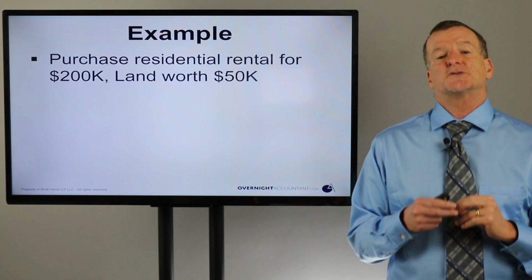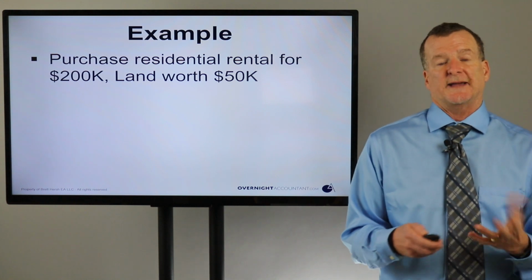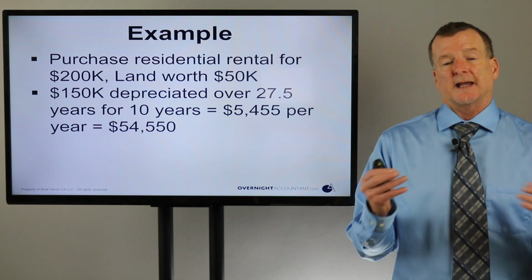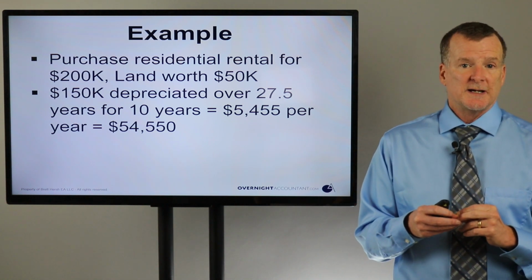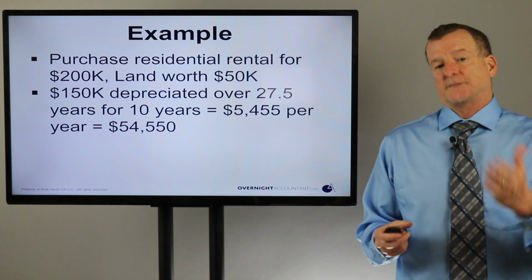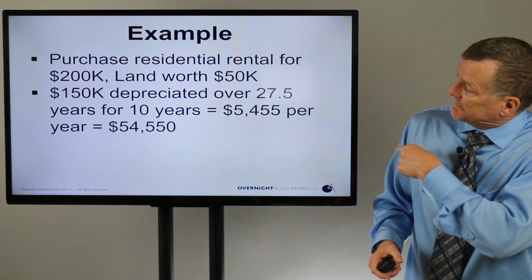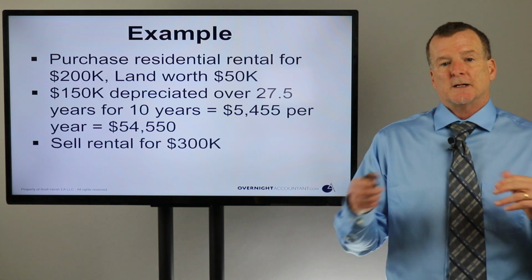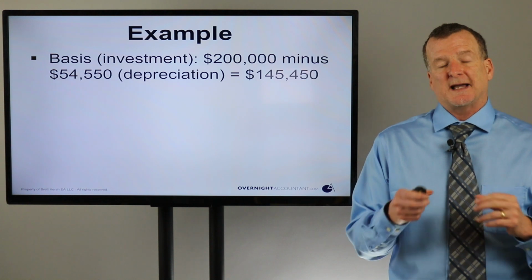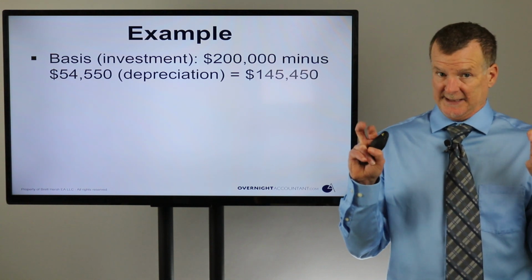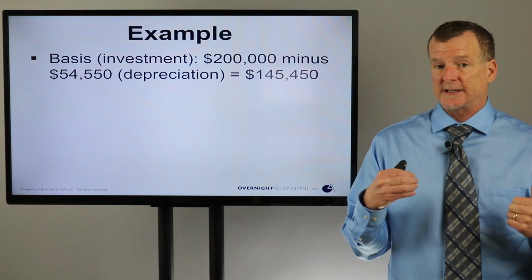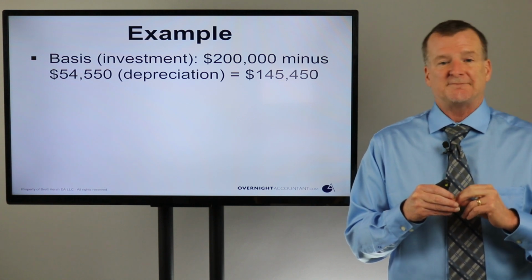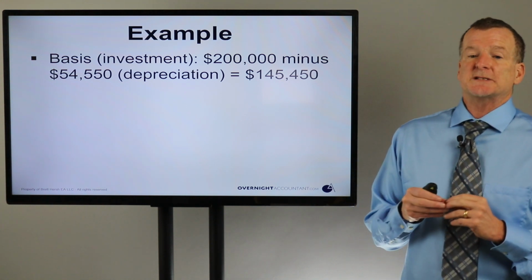Let's say I purchase a residential rental for $200,000 and the land's worth $50,000. All right, that means I got $150,000 in the building that I'm depreciating over 27.5 years. And I had it for 10 years, and that means I've got depreciation of $5,455 per year, so that's $54,550 in depreciation. All right, let's say I then sell the rental for $300,000. My basis, which means my remaining investment, I know I'm going faster, you can slow it down or watch it again. That's $200,000 minus the $54,550 depreciation.